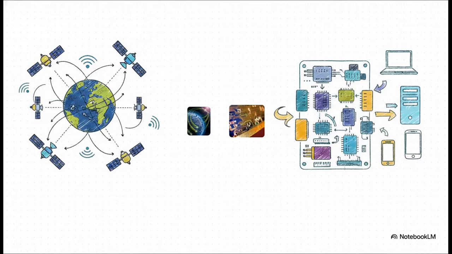Now notice that satellite network on the left side of your screen. That perfectly illustrates how Java is a distributed language. It has networking capabilities seamlessly baked right in, which makes distributed computing across different machines an absolute breeze.